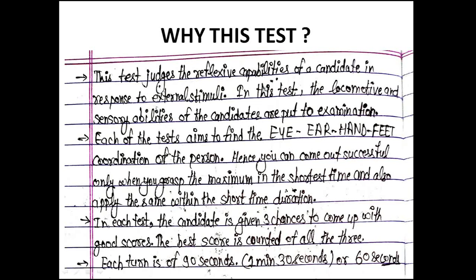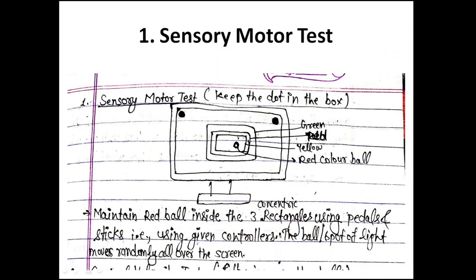In each test, the candidate is given 3 chances to come up with good scores. The best score of all the 3 is counted. Each turn is of 90 seconds, that is 1 minute 30 seconds, or it may be a minimum of 60 seconds also. The first test is the sensory motor test, or keep the dot in the box. You have to maintain the red ball inside the 3 concentric rectangles using pedals and sticks, that is, using all those given controllers. The ball, an oblique spot of light, moves randomly all over the screen.